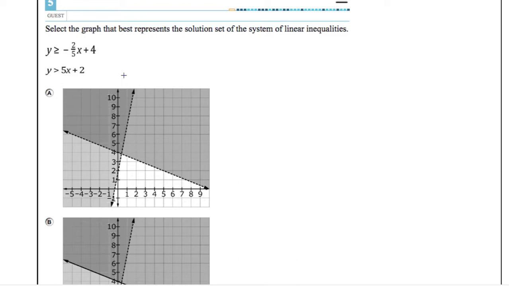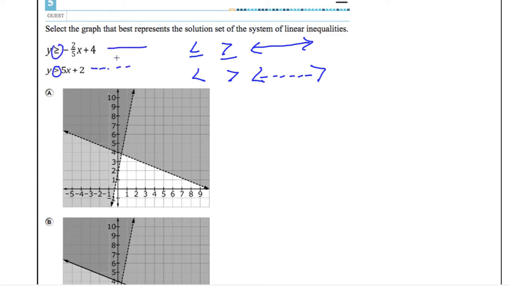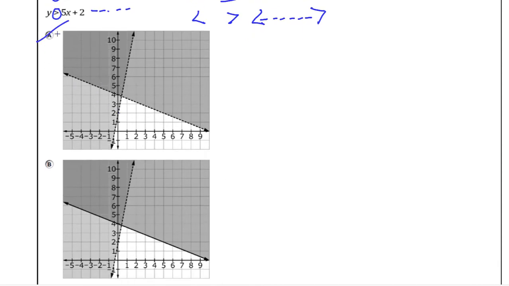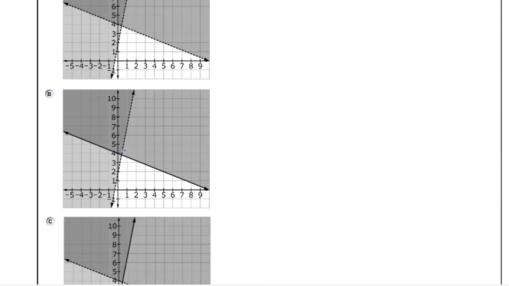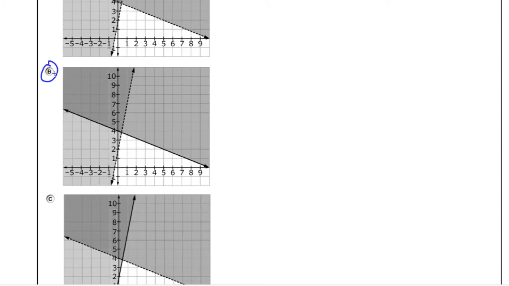And you have this little tip in the corner next to all of those Greek symbols, where if you have a less than or equal to or greater than or equal to, it's a solid line, and a less than or a greater than is a dashed line. So you'll notice that this one is going to be dashed, and this one is going to be solid. So we need a solid line for the negative slope. This one is dashed, so it's not A. This one is solid, and this one is dashed, so that's probably the correct answer there.